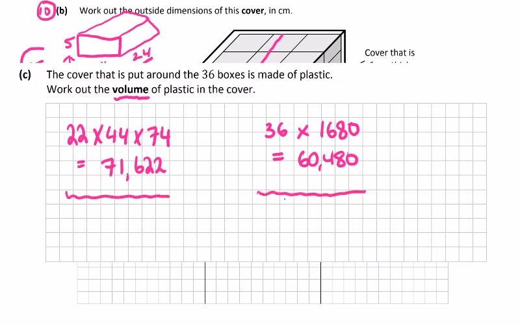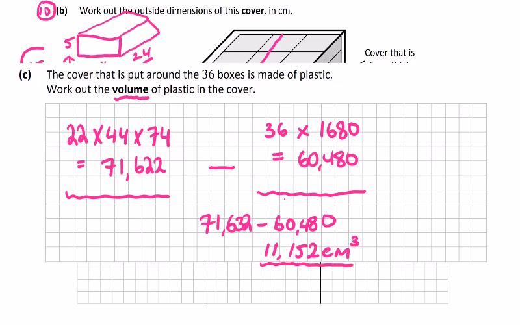This is the volume of the boxes inside, so the difference has to be the plastic. So the difference between these, 71,632 minus 60,480. Just double checking my work, it's 632. So that's going to leave 11,152. Volume is in cubic centimeters, or centimeters cubed. So that was question 2.